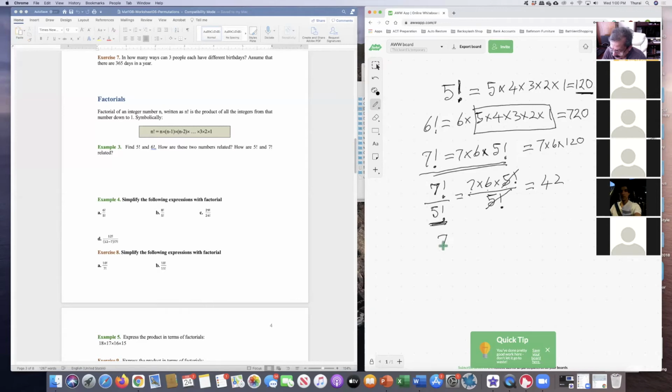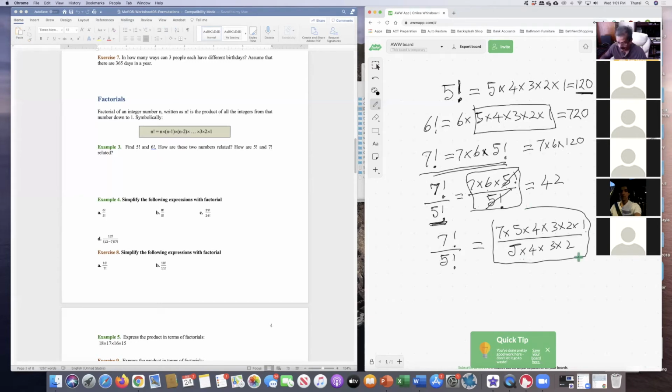Students usually ask me this question. If I ask you to simplify factorial 7 over factorial 5, why can't I just multiply out 7 times 6 times 5 times 4 times 3 times 2 times 1, and then divide by the product of 5 times 4 times 3 times 2 times 1? Can you do that? Yes, you can. There's nothing wrong with that. But then why am I explaining this method here? There's a reason. This method of multiplying the numerator out and then multiplying the denominator out and then dividing using the calculator will only work for certain numbers.